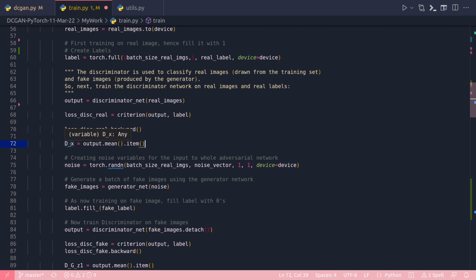And here I'm just creating this extra variable D_x. This is just pretty much for logging purposes. That is, I will be running all the epochs. After each epoch I want to see what kind of output I am getting, and that's why I have created this extra variable, taking the mean of all these outputs and also extracting the actual value from it by using the item method. So anyway, this line does not explicitly affect the overall training. It is just for my output logging purpose.